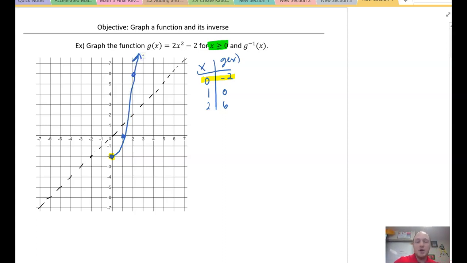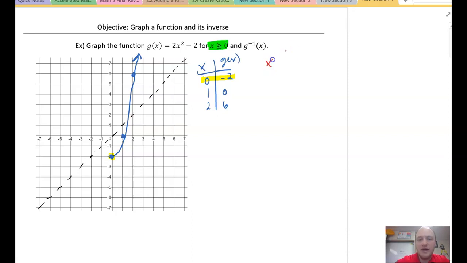Okay, note I don't have an arrow down here. There's no arrow because that's your starting point. You don't want any function values going that direction. If you do, your inverse is not going to be a function. So I have my 3 points now.